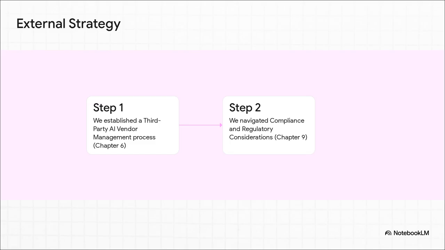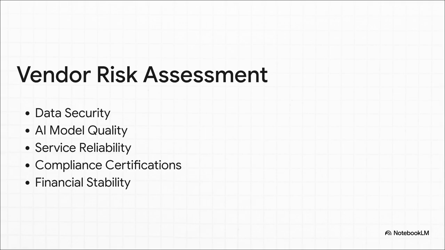In Chapter 6, we built a really solid framework for assessing and managing vendor risk. Then, in Chapter 9, we dove into the important laws that govern AI to make sure we stay on the right side of them. You know, the big lesson here was that you have to look way beyond just the shiny tech when you're picking a vendor.